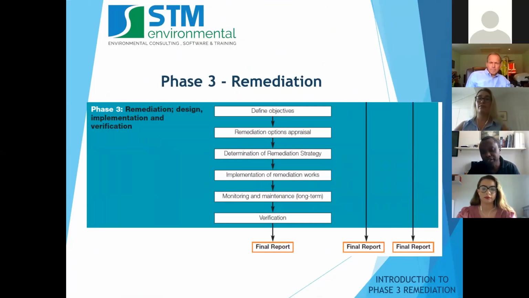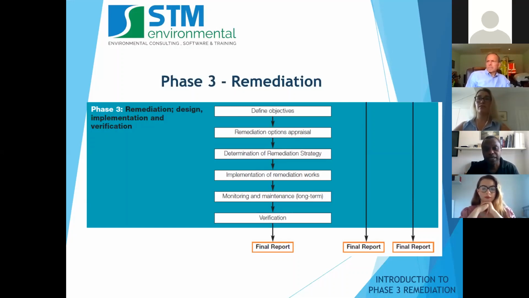So you need to define your objectives. What are we trying to achieve, first of all? Once you've figured that out, go into how can we achieve the objective? What options do we have? Determine a strategy. One of the things you usually have to do to discharge a commencement condition, a planning condition, is submit a remediation strategy to the local planning authority. So that's a key part of the remediation.